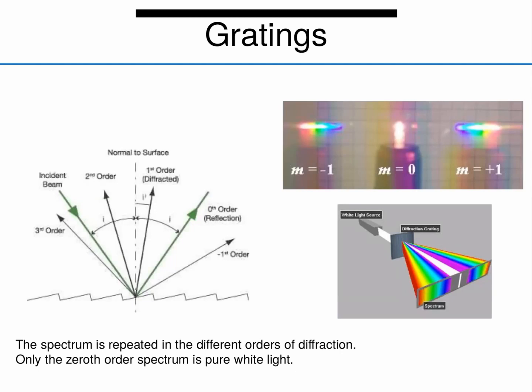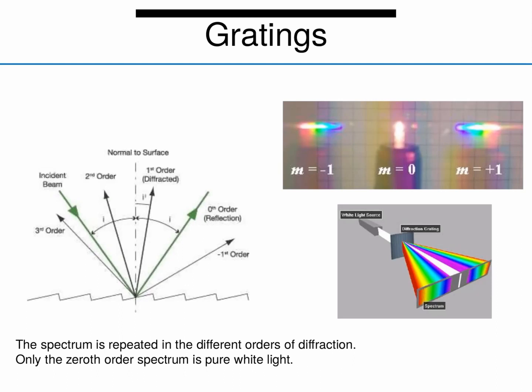So for gratings, as I said, when the light hits the grating, how it leaves the grating depends on the wavelength. And you have different orders. So if you have just the reflection, that's the 0th order, which is the white light. And on both sides of the white light, you then have the spectrum. So the 1st order spectrum, and it will repeat and repeat. And so you have different orders. So this is the main principle.